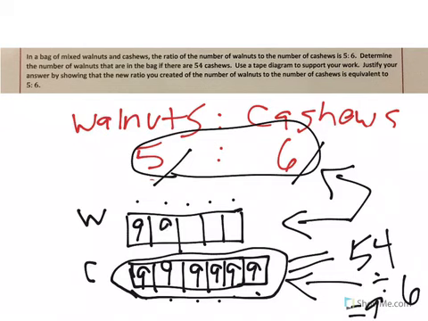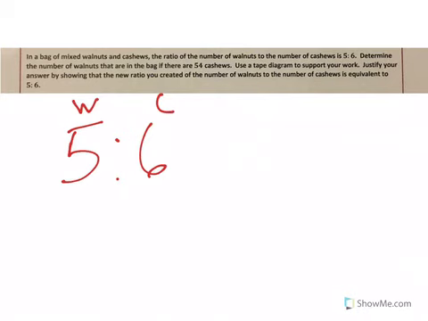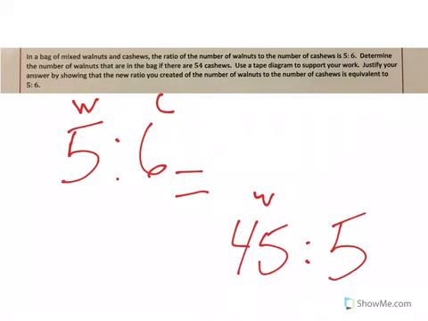Going back up here, since the boxes are the same size and we line them up, I know that each of these boxes are also worth 9. So if I add them up, I have 1, 2, 3, 4, 5 9s. So that's 9 5 times, and that would be 45. So my original ratio of 5 walnuts to 6 cashews would be equivalent to 45 walnuts to 54 cashews.